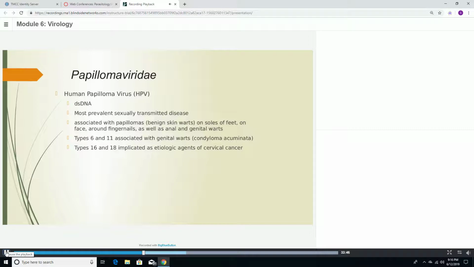most common. It's associated with papillomas known as benign skin warts on the soles of the feet, the face, around the fingernails, as well as the anal and genital warts areas. Types 6 and 11 are associated with genital warts, also known as condyloma acuminata. And then types 16 and 18 are implicated as the etiological agents of cervical cancer.